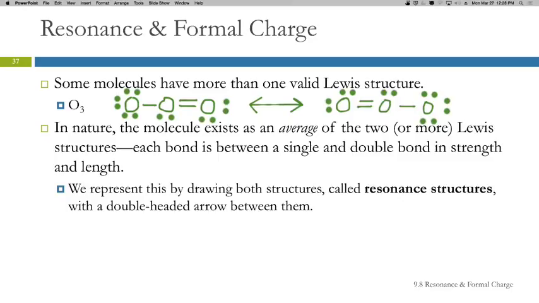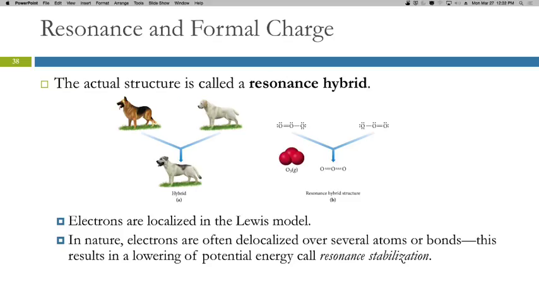Resonance suggests resonating going back and forth, doesn't it? That's not what we mean. We do not mean that this bond is moving back and forth, and sometimes it's like this and sometimes like that. It's an average. Any questions? The actual structure is a resonance hybrid, an average.